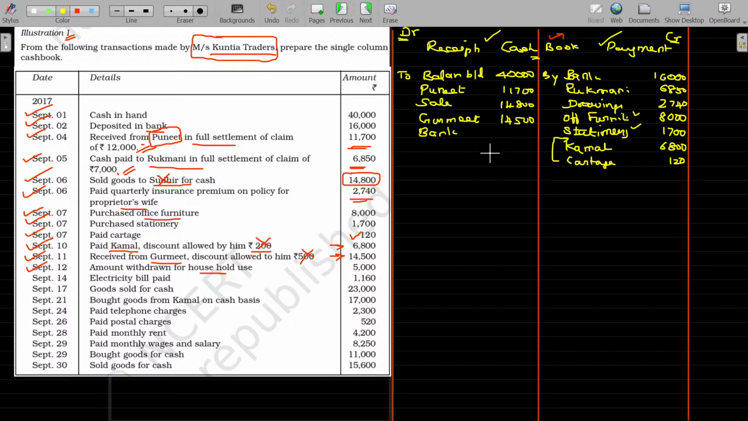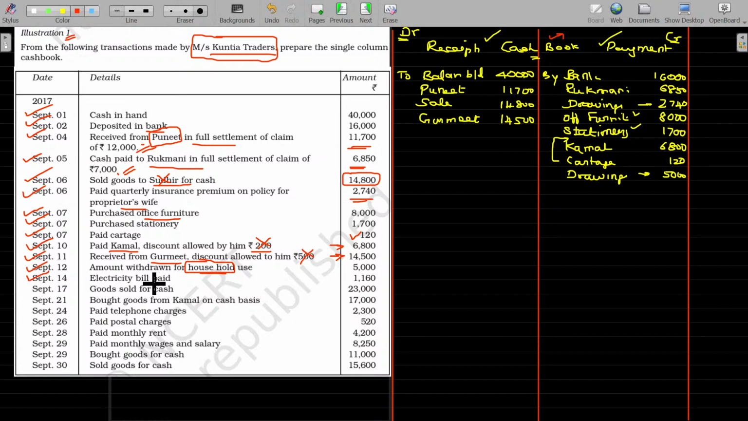Oh, household expenses. Amount withdrawn. Okay, sorry. Yeah, drawings. Household use, personal purpose, then it is always drawings. In the payment side, we have to name this as drawings. The value being 5,000. Already we have one drawing and it is similar to that one. So here it is 2,740. The same kind is applicable here also.